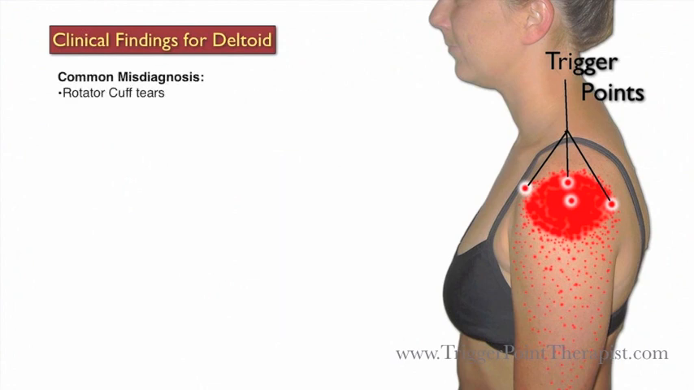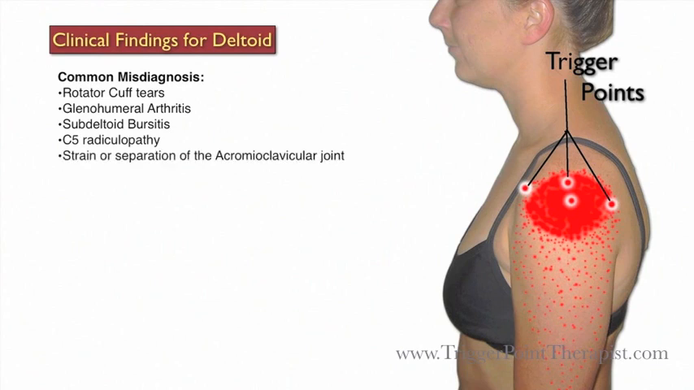Clients with deltoid trigger points are commonly misdiagnosed as having rotator cuff tears, glenohumeral arthritis, subdeltoid bursitis, C5 radiculopathy, and a strain or separation of the AC joint.